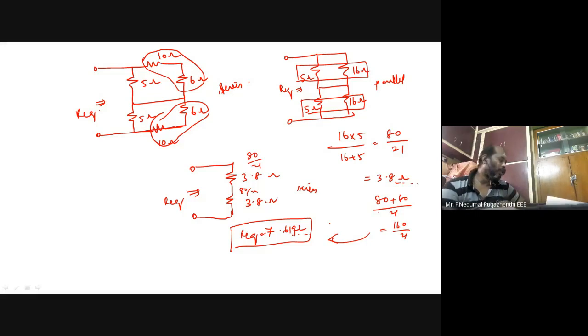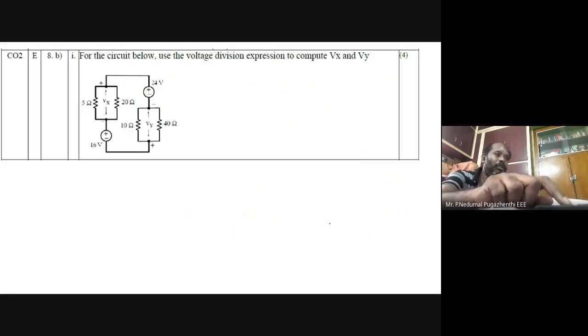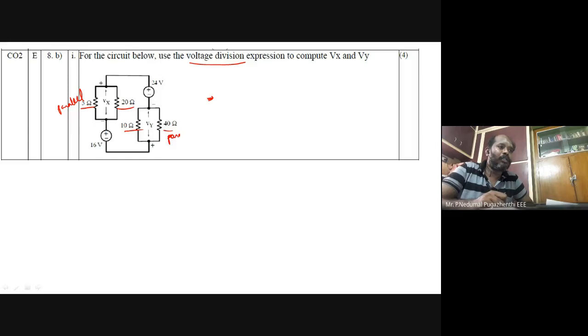So this particular problem is also taken out, right? So 8B1. You can also solve this by any method, but they are asking to do it with the voltage division expression. So I will reduce this circuit, because you see these two are in parallel, and again these two are in parallel.